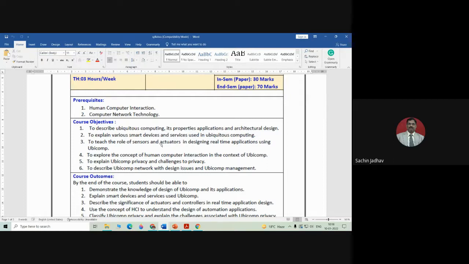Then, to explain Ubicom privacy, we will discuss in unit 5 what is meant by privacy and what the different challenges are in maintaining privacy. For this we will use different books, so we will discuss the textbooks also. To achieve this fifth objective we have to use another book. The sixth objective is to describe the Ubicom network with design issues and Ubicom management systems.